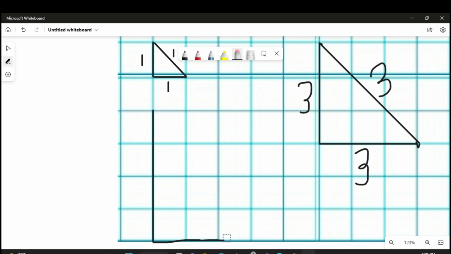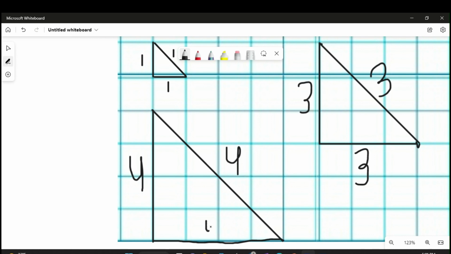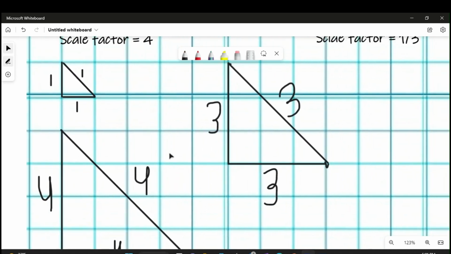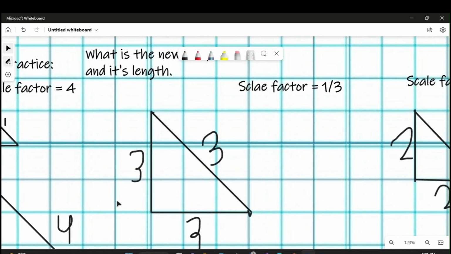Okay, so as we know, each side length should equal 4 in order for the scale factor to equal the new shape's length. Okay, so let's label each one 4 by 4 by 4. Okay, let's move on to the next practice problem.